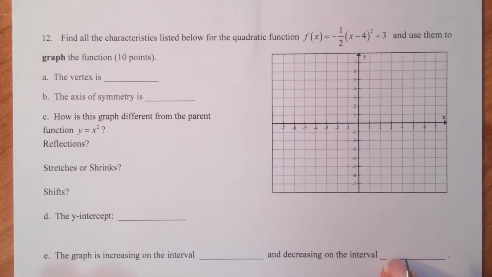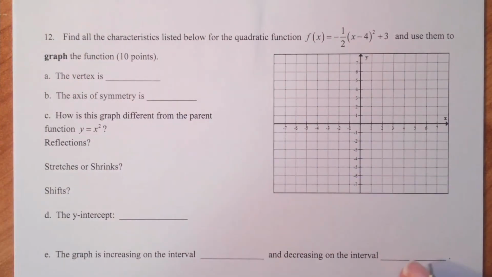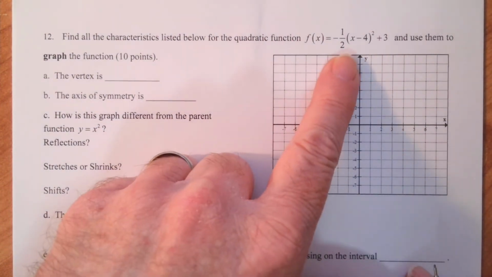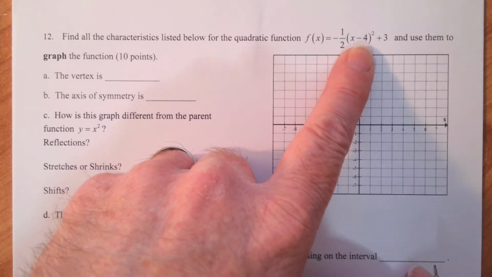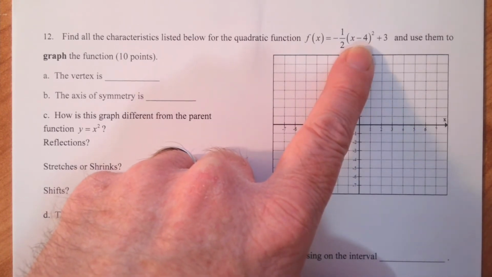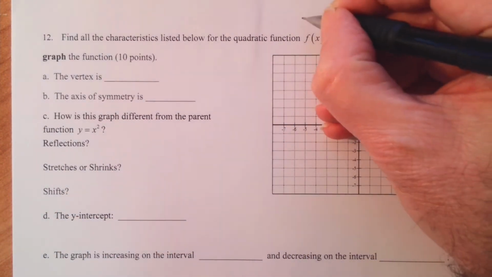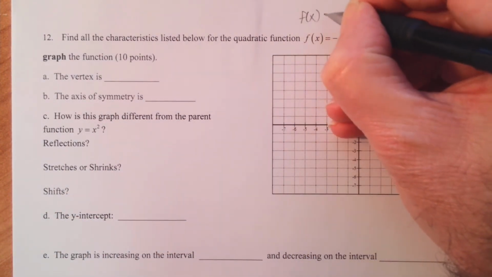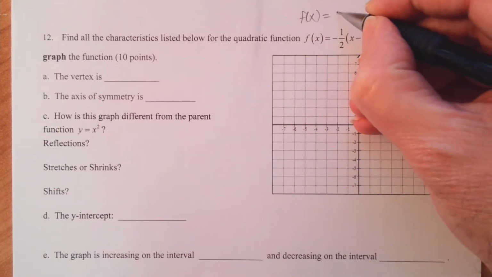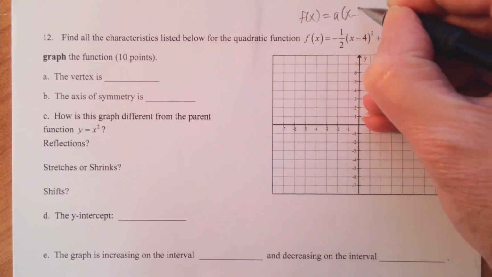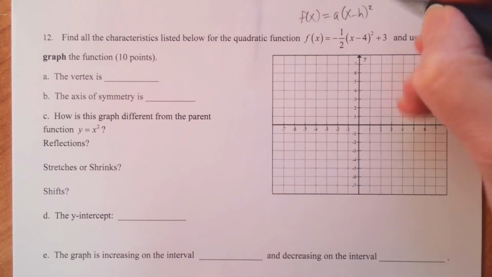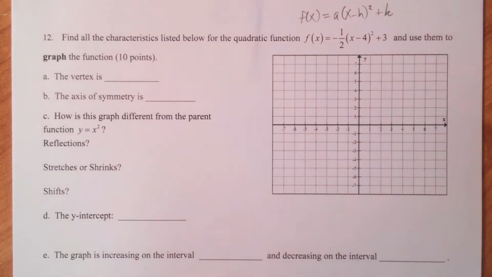So it says, number 12, find all the characteristics listed below for the quadratic function f of x equals negative 1/2 times the quantity x minus 4 squared plus 3. So this is of the form f of x equals a times x minus h quantity squared plus k.